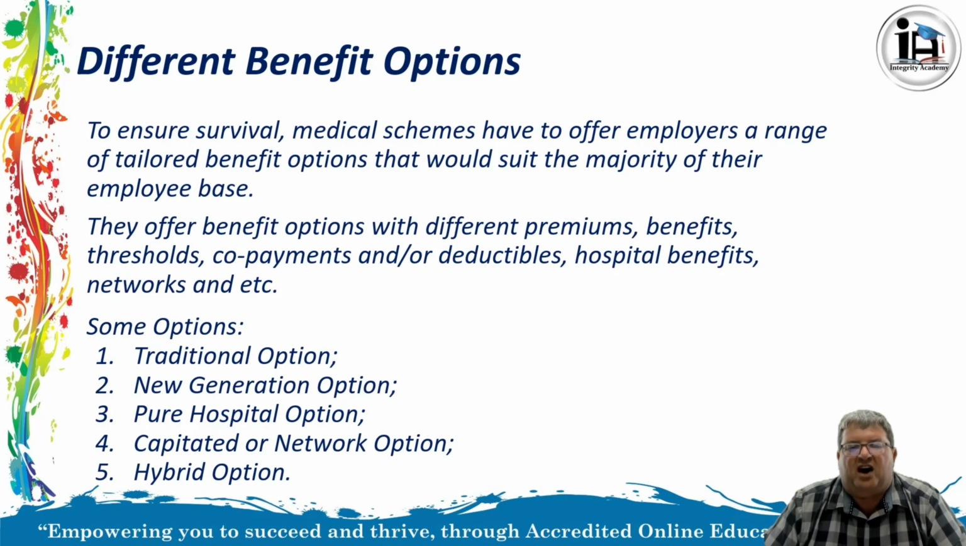To ensure survival, medical schemes have to offer employers a range of tailored benefit options that would suit the majority of their employee base. They offer benefit options with different premiums, benefit thresholds, co-payments and/or deductibles, hospital benefits, networks, etc. Some options, and we're going to look at them, are the traditional options, new generation options, pure hospital options, capitated or network options, and hybrid options.